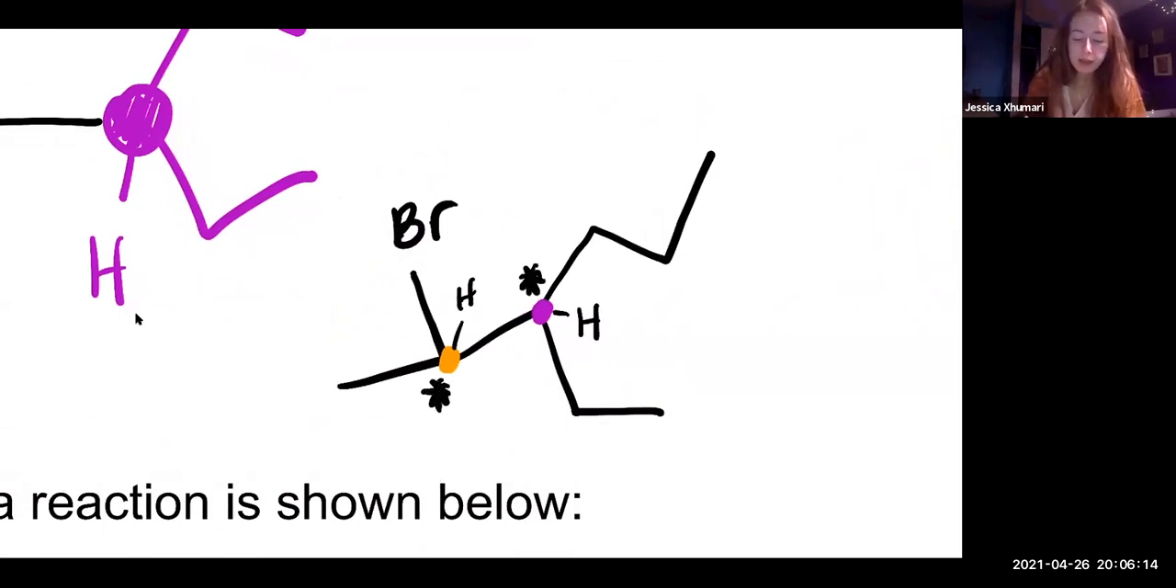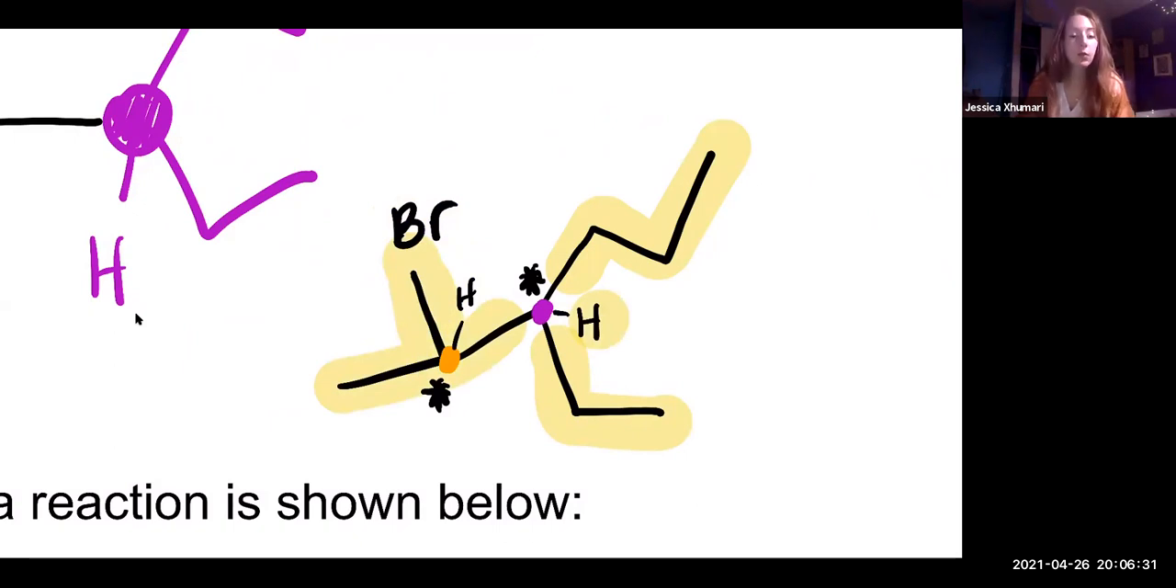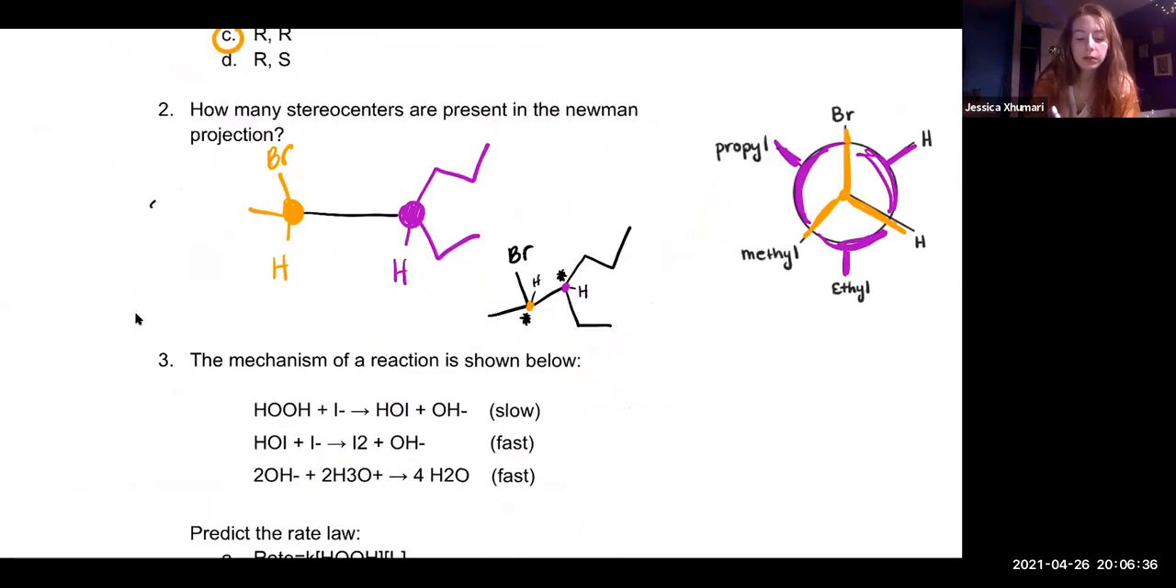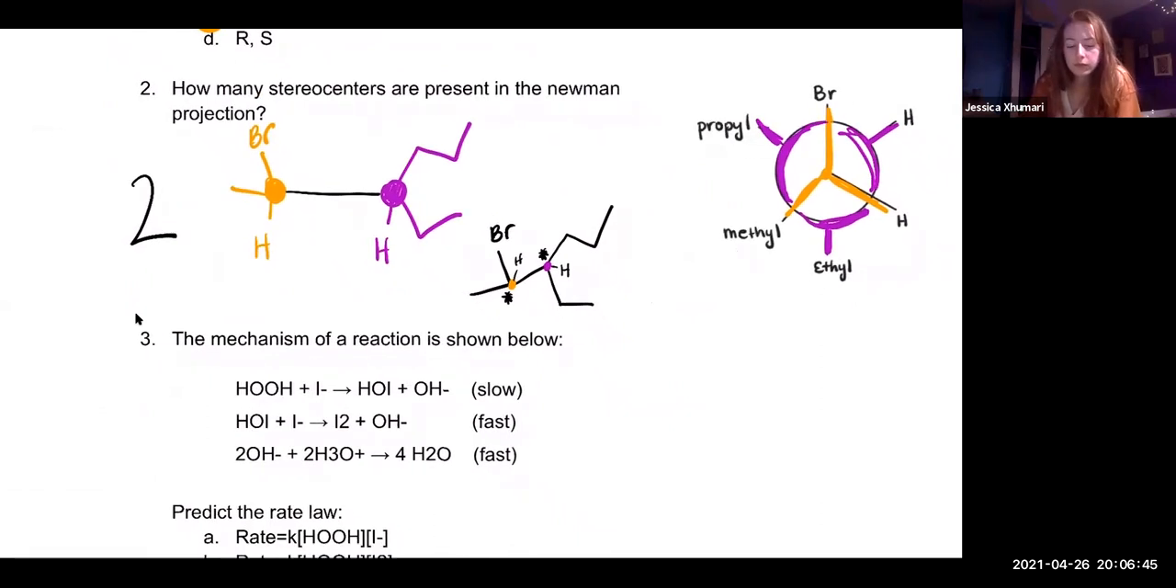Okay, so where do I see that? Here's one distinct group, here's another, another, and this whole thing is one group altogether. So that's 4 things. On the other hand, on the right stereocenter, there's 1, 2, and then this whole thing here, 3, and then a hydrogen. That's 4 distinct things once again. So the answer here is 2 stereocenters. Okay, any questions on this one?